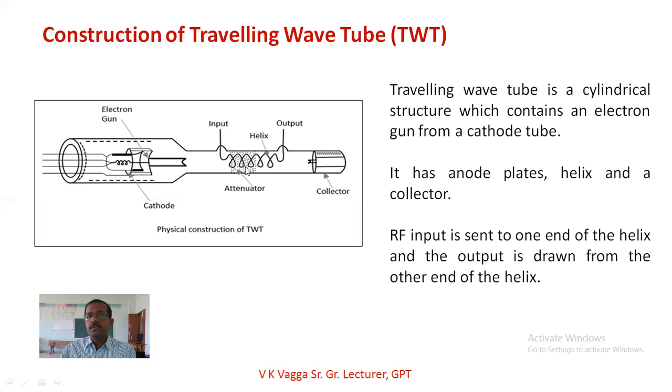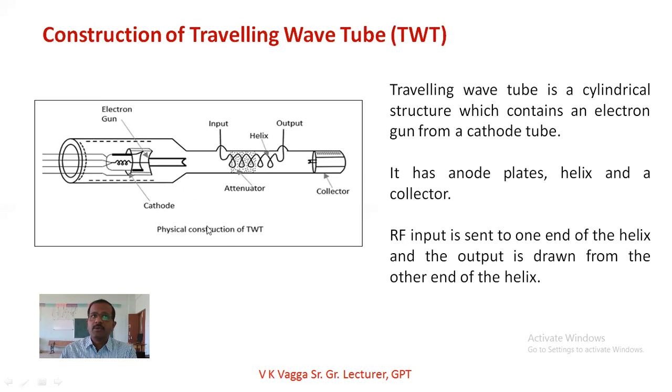It also consists of the helix, which is used to decrease the speed of the electron. After that, it consists of the collector, which is used to collect the electrons emitted by the cathode. After that, there is an inlet and an outlet. The inlet is the one at which the RF signal is inputted, and the outlet, or the output, is the one from which the amplified RF signal is taken outside. This is the construction of the traveling wave tube.